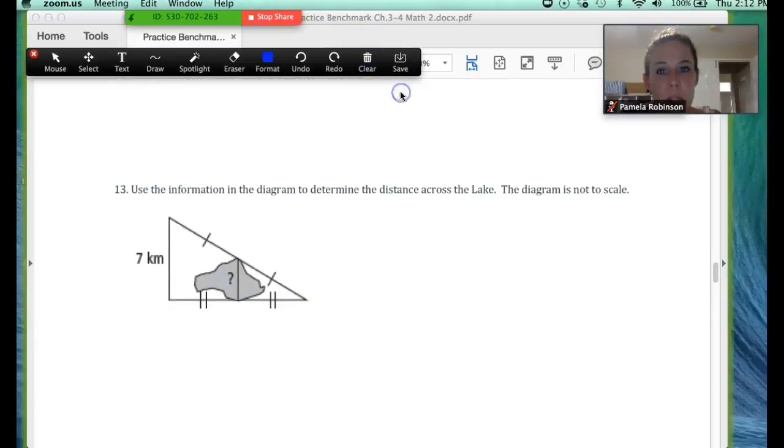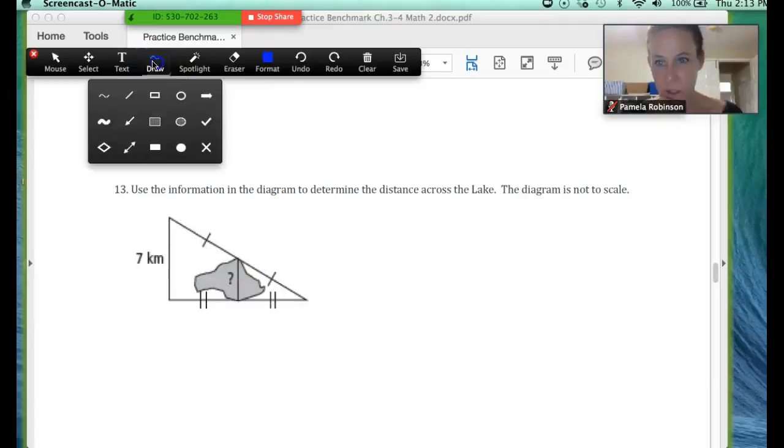Number 13 is one of the theorems that you have, I think section 4.1, and it is the midpoint triangle theorem, I believe, the mid-segment of triangles. The mid-segment theorem basically says, if you connect the midpoints of two sides of a triangle, the third side is going to be parallel to the mid-segment. It's also going to be half the length. So what's the length across the lake right here? It's half that.